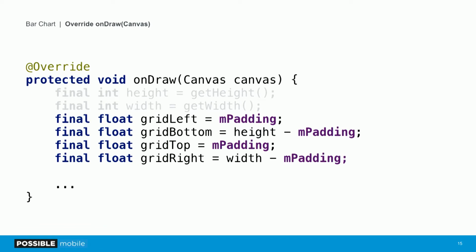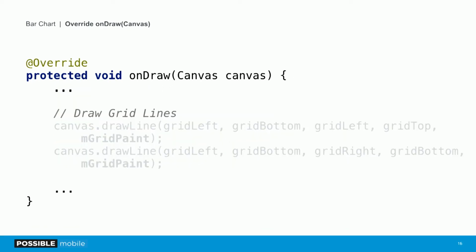In this case, we're just going to set up our left, our padding distance from the left side. Our bottom will be the total height minus some padding, because remember, our bottom is going to be bigger numbers, our top is 0. Our top will just have some padding from the top, and the right will have our width minus that padding. So now that we have the area that we want to draw within, we can start drawing our individual components.